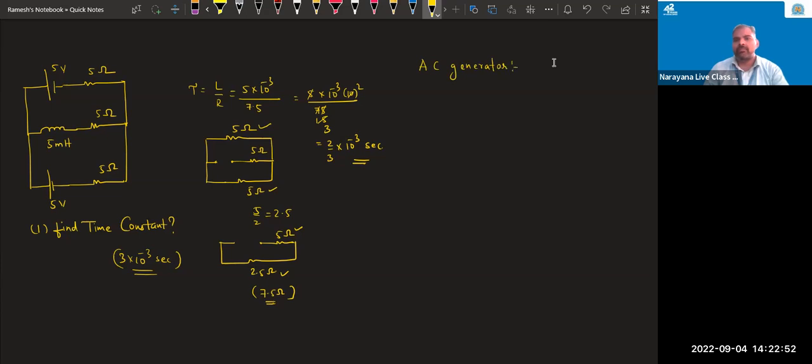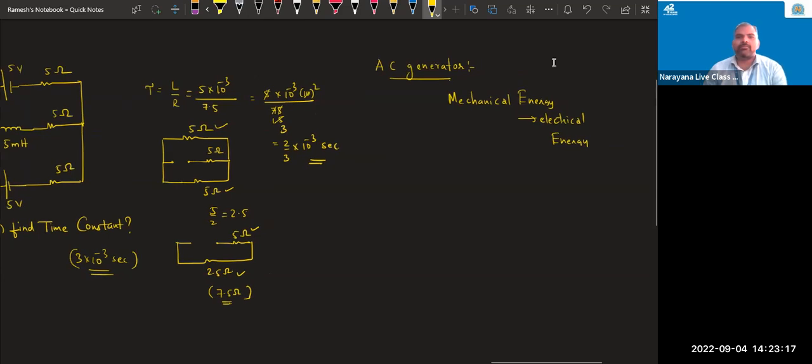AC generator. An AC generator is nothing but the instrument which will convert mechanical energy into electrical energy. Mechanical energy into which energy? Electrical energy is called as AC generator.